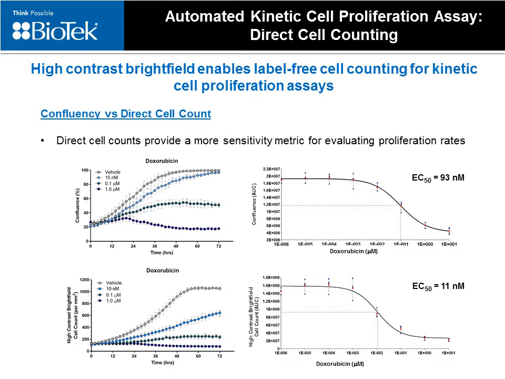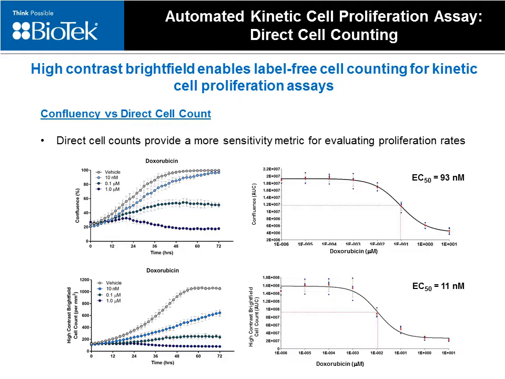This is really illustrated when we compare the percent confluence results to our direct cell counts. We see that the conclusions we would draw from both are pretty much the same. However, the direct cell counting experiment is much more sensitive at picking up inhibition by doxorubicin in this case. And we see this reflected by the 8 to 9-fold lower doxorubicin EC50 value that we get when using the direct cell counting method to measure proliferation.